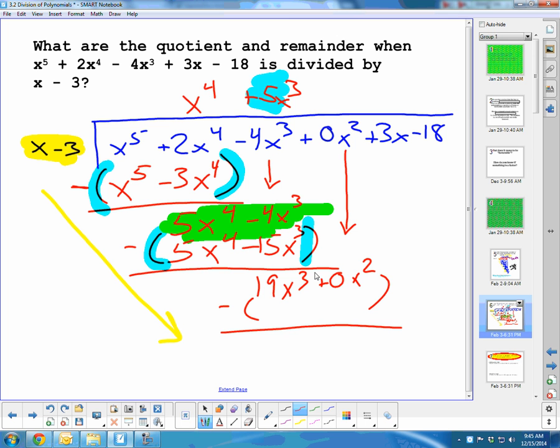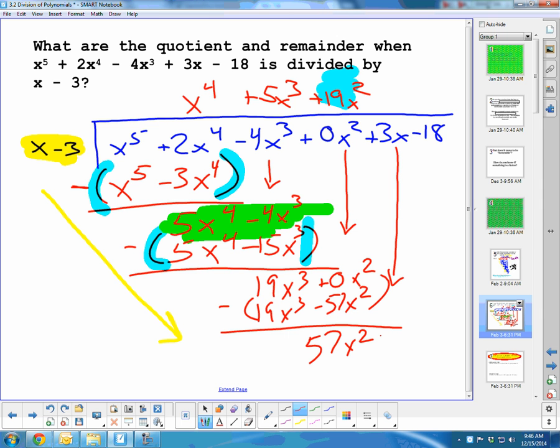And I'm going to think, what do I need here to get a 0 here? Well, obviously, 19x cubed minus 19x cubed. So then the question is, what do I put here so that when I multiply it by my divisor, x minus 3, I'll get that 19x cubed? Well, I think it's going to be a positive 19x squared, because 19x squared times x is 19x cubed, and then 19x squared times negative 3 is going to be negative 57x squared. I perform my subtraction, I get a positive 57x squared, and I continue the process.